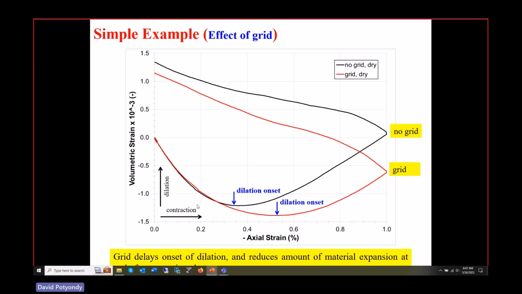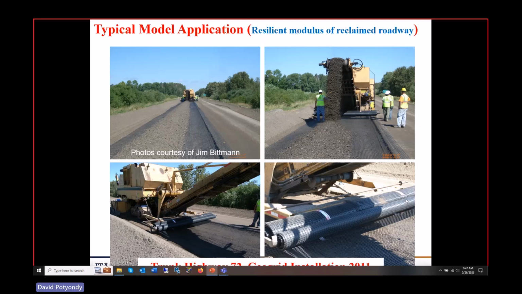Then if we put the grid in there, what's going to happen is because it's applying that lateral constraint to the system, the dilation is inhibited. It doesn't occur until more strain has been applied. And you see the corresponding, and the final dilation is less because of the grid as well. Okay, so all this seems to mechanistically make sense. So we're happy with this.